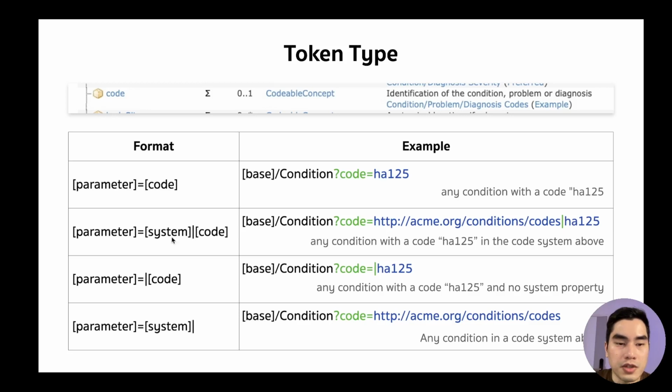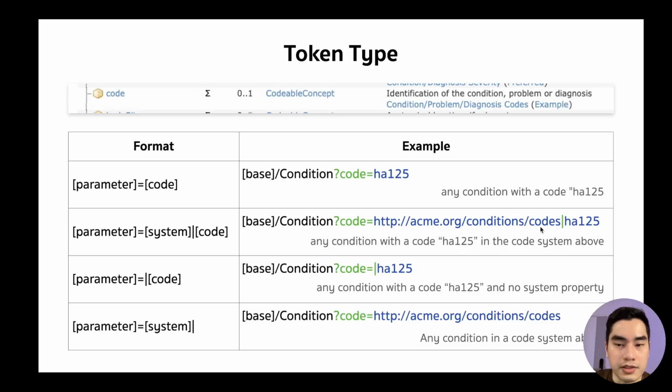You do it this way: put the system and separate it by a bar, and then put the code. So you know that it's from this code system. Now you can change it to ICD-10 or SNOMED if your code is from that system. So the search request will become like this: Condition, query, code. Code is the name of the parameter, right? And here is the system, separated by a bar, and then the actual code that you want to search.